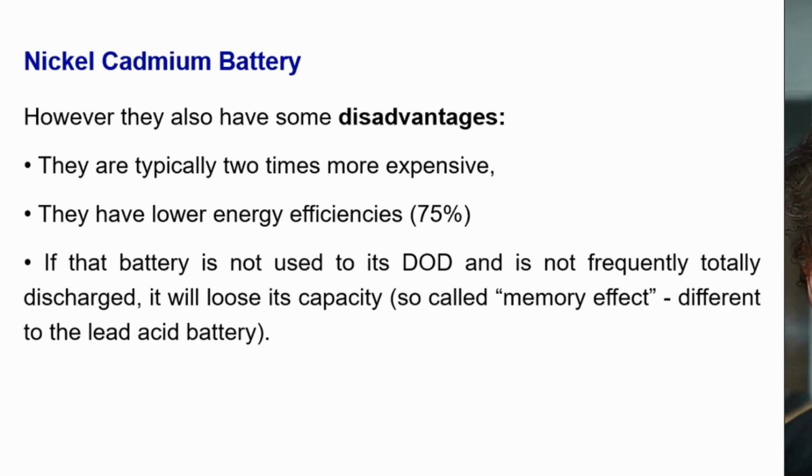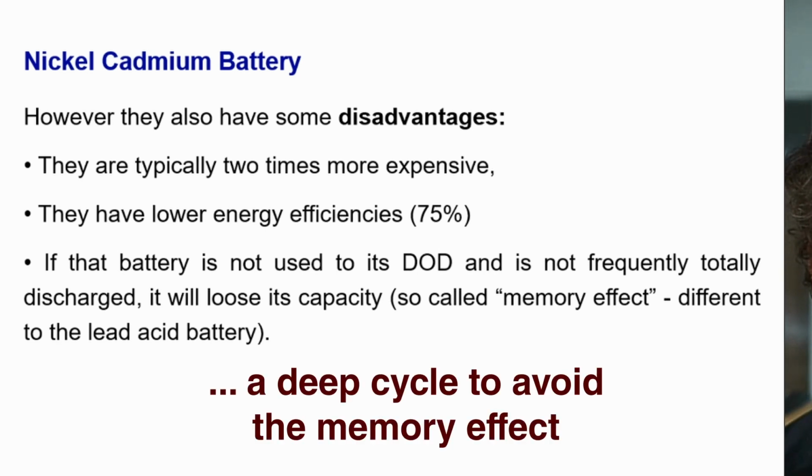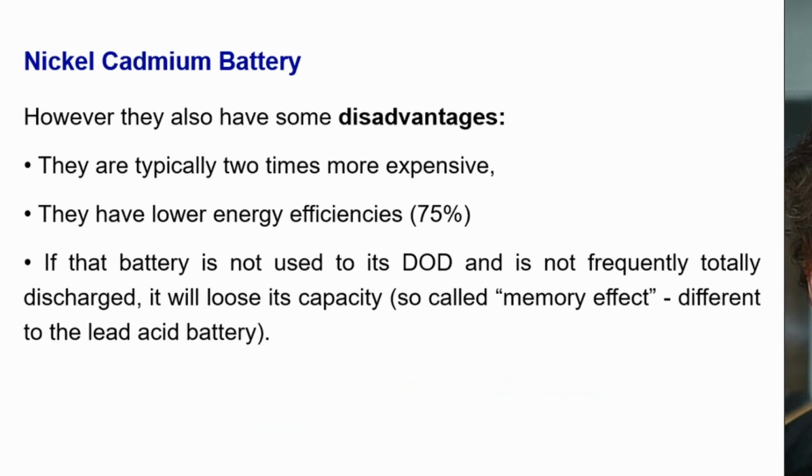So contrary to the lead-acid batteries, which you shouldn't cycle so much, they need cycling sometimes to avoid the so-called memory effect. So if you only cycle about 10% of the possible discharge, the battery thinks that it has a reduced capacity and it's not able to discharge any deeper. And this is called memory effect. Therefore, they have to be discharged once in a while to zero.